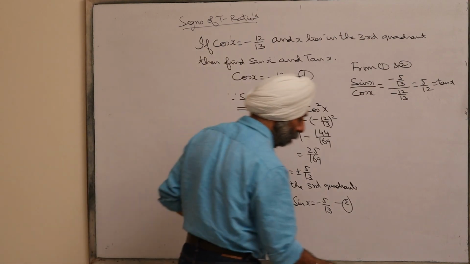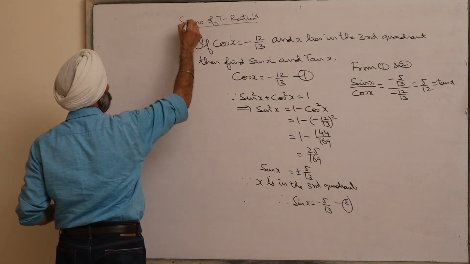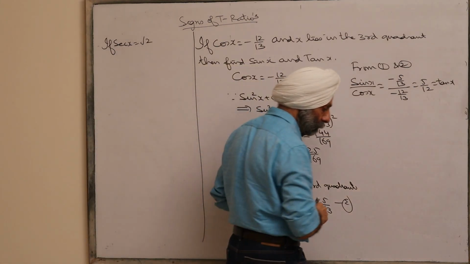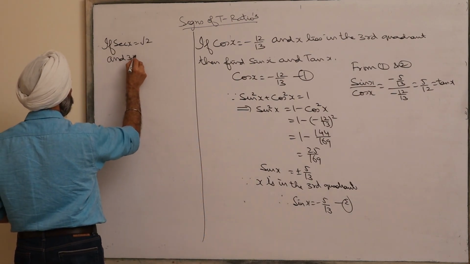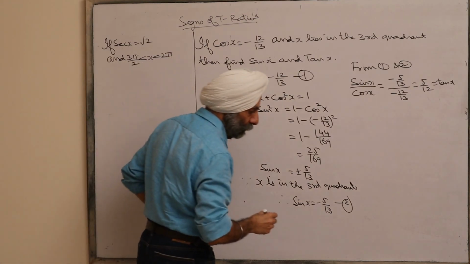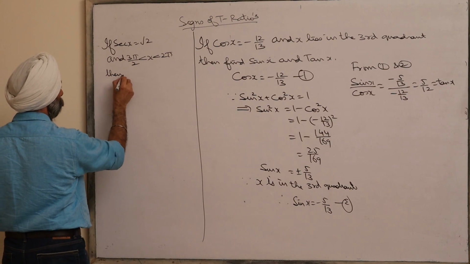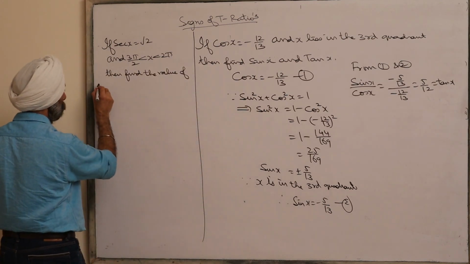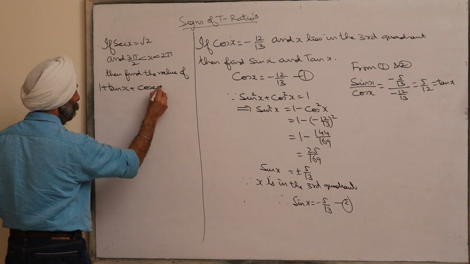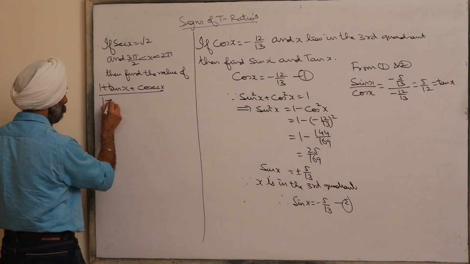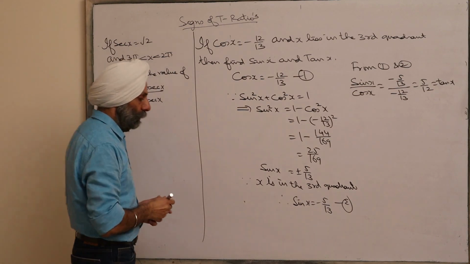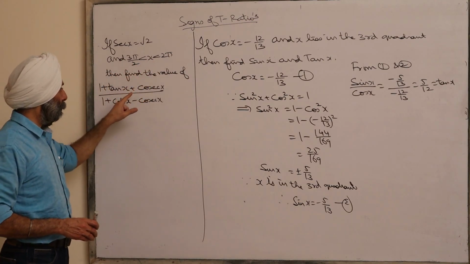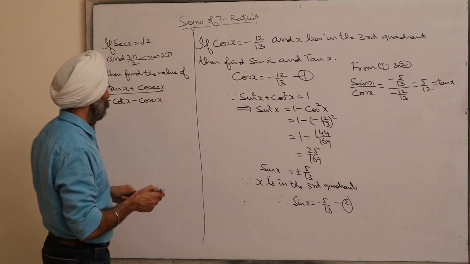So similarly, let's say we have to solve another question. Now the next one is that if secant x is equal to under root 2 and 3 pi by 2 is less than x is less than 2 pi, then find the value of 1 plus tan x plus cosecant x upon 1 plus cot x minus cosecant x. So that is, if secant x is equal to under root 2 and x belongs to 3 pi by 2 to 2 pi, then we have to find out the value of 1 plus tan x plus cosecant x upon 1 plus cot x minus cosecant x.